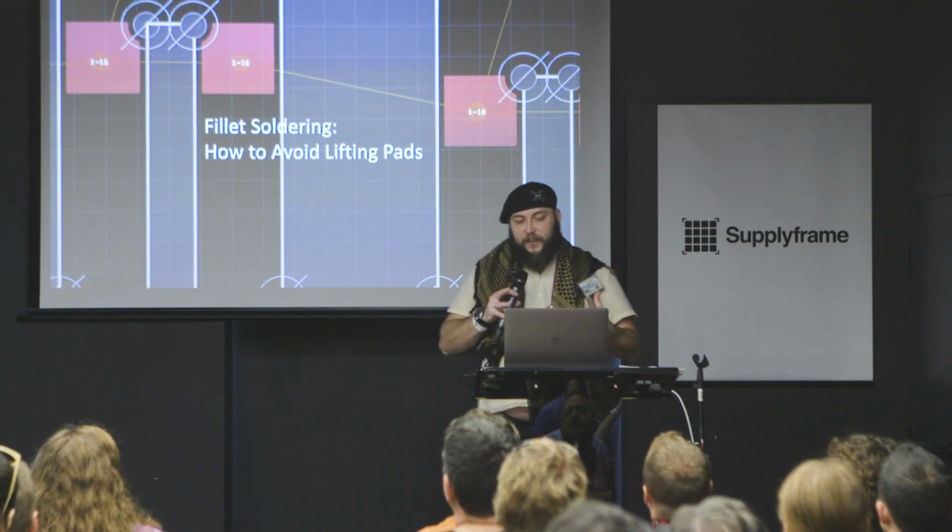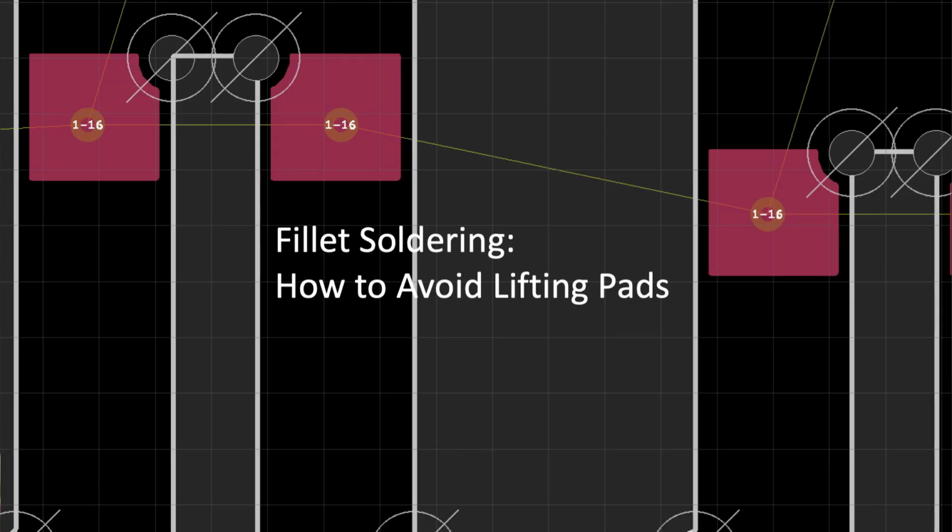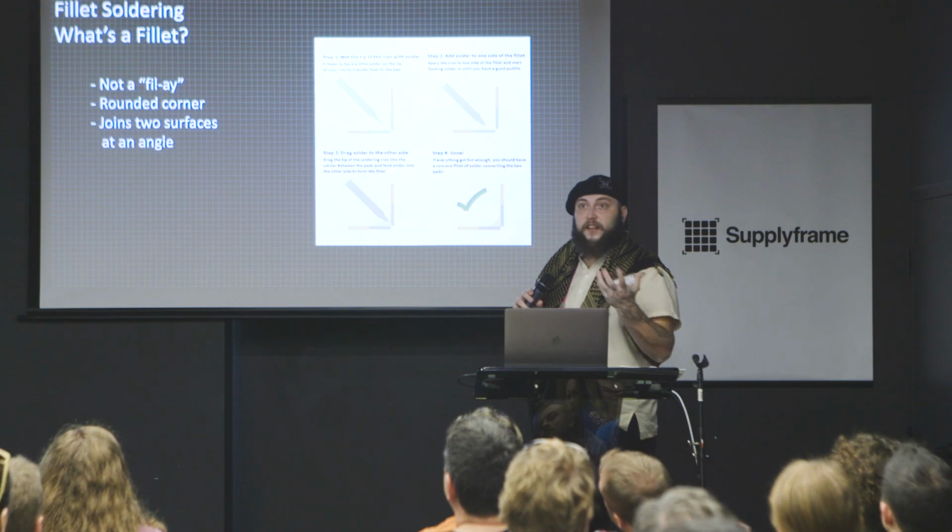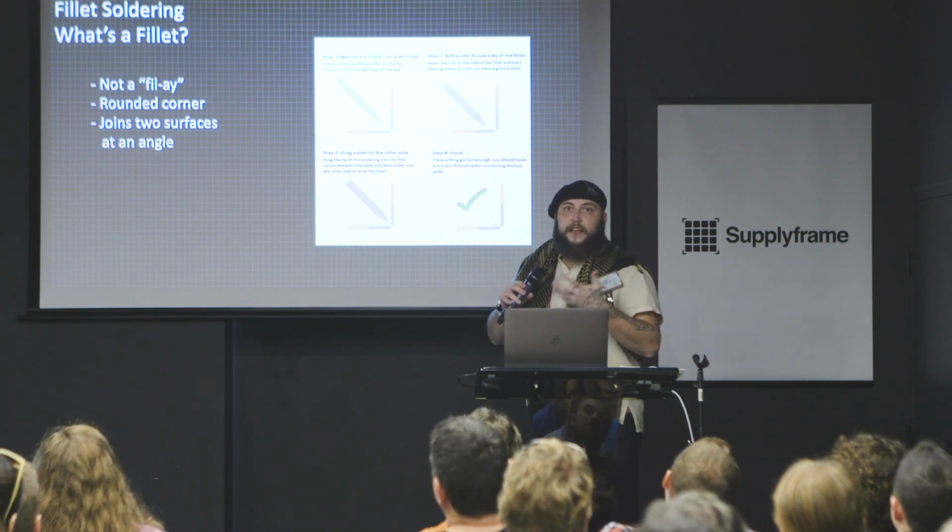So once you've got things fitting together, how do you actually fasten them? Well, solder works really well for this. There's one thing that you're going to run into, though, with soldering, and it's lifting pads. A fillet soldering is a lot like fillet welding.